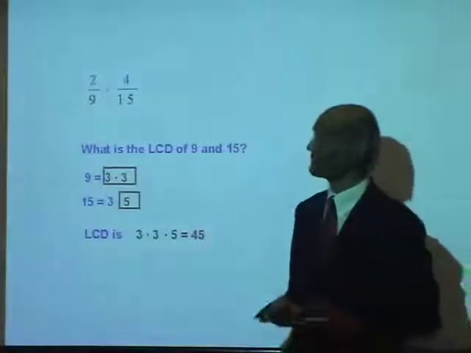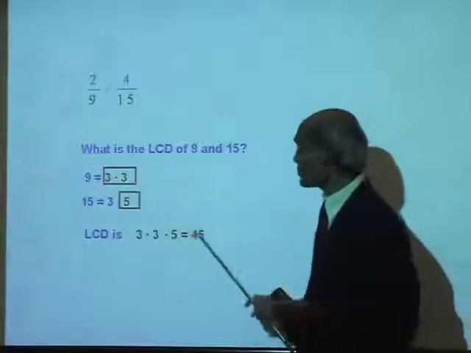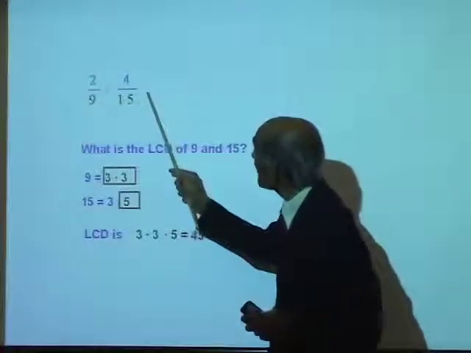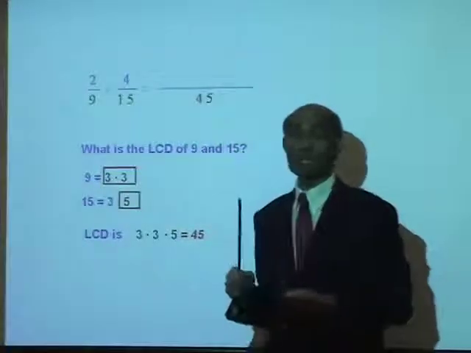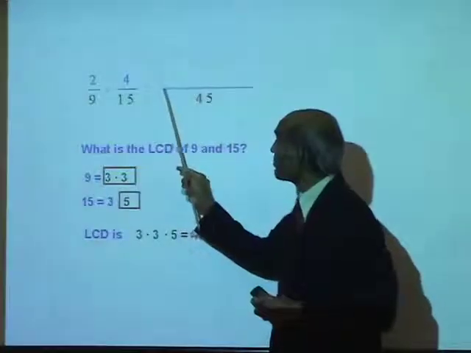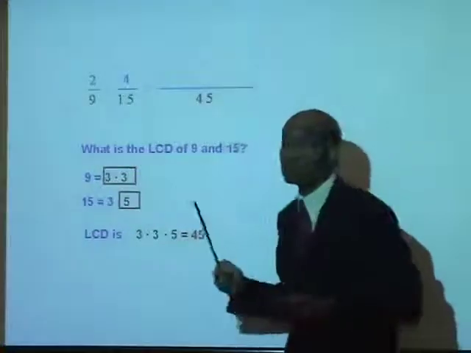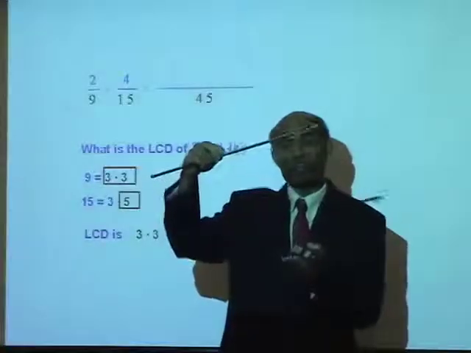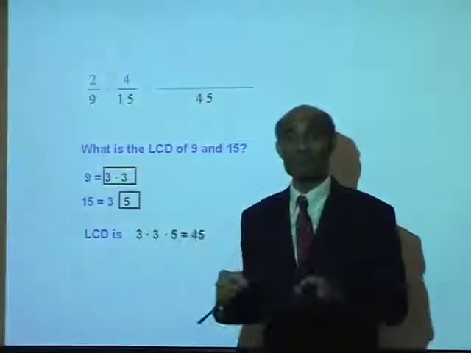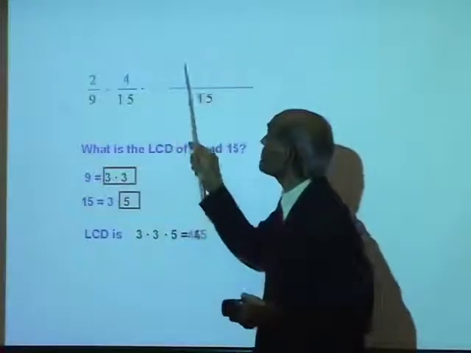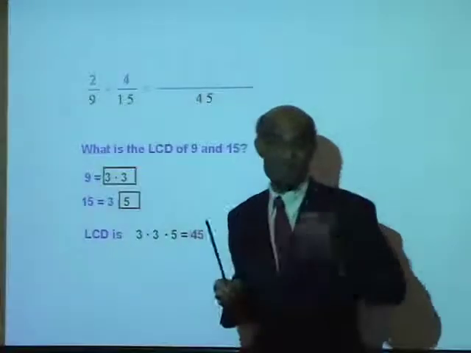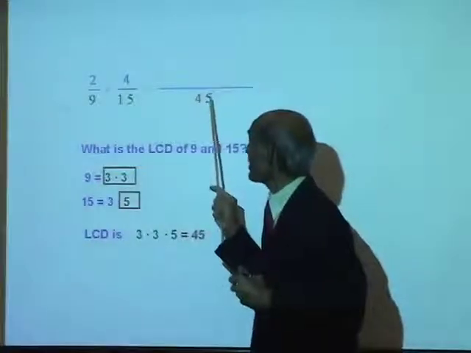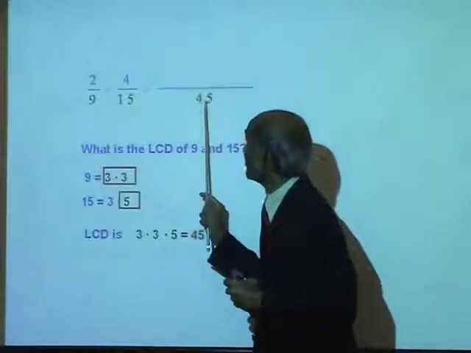That is 45. So once you have your LCD, bring it over there and write it. 45 is my denominator. And now put that big line which is going to separate your numerator and denominator. We now need to get our numerator. What's the method? Do you remember? Alright, this is the method to constructing the numerator.